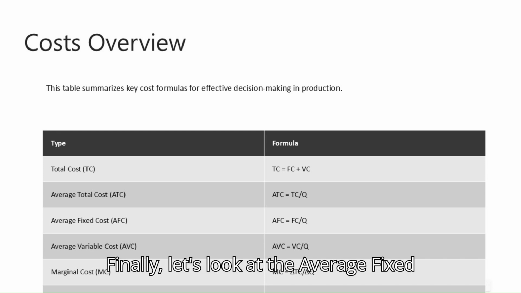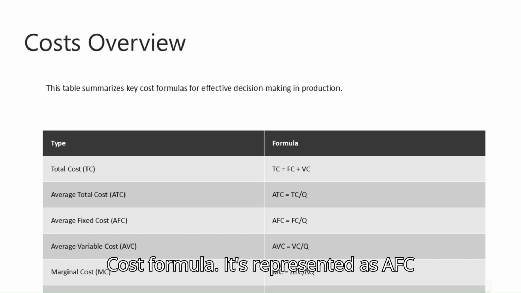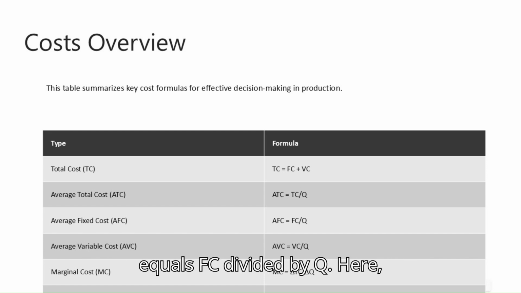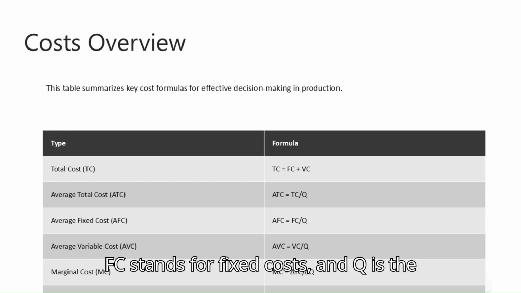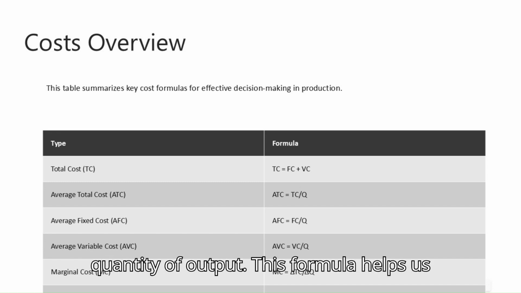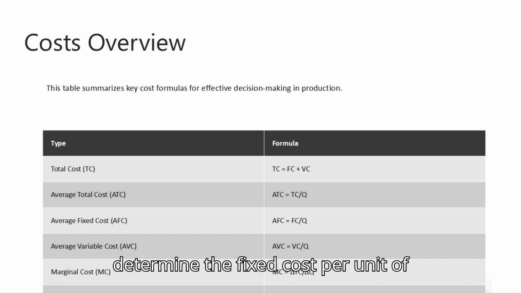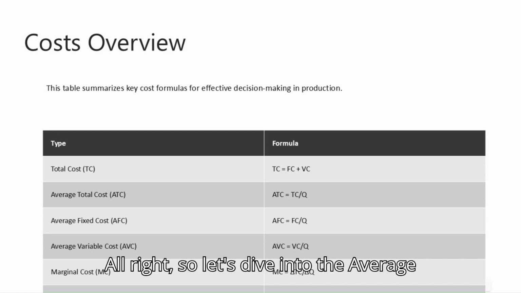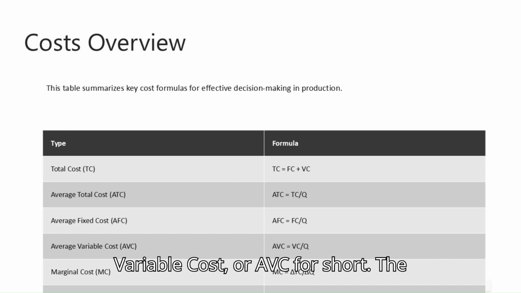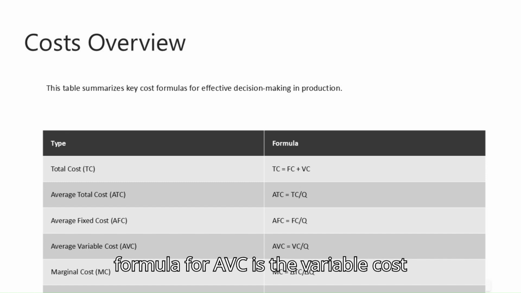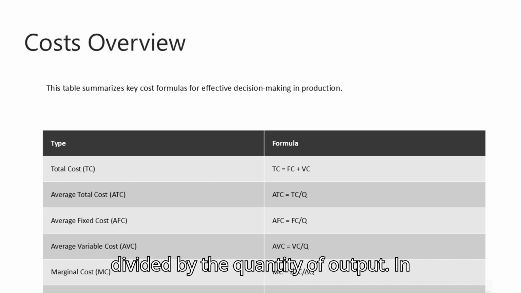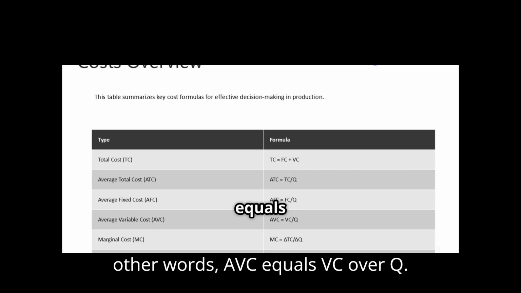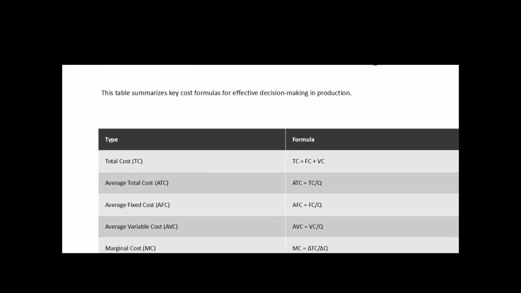Finally, let's look at the average fixed cost formula. It's represented as AFC equals FC divided by Q. Here, FC stands for fixed costs, and Q is the quantity of output. This formula helps us determine the fixed cost per unit of output. Alright, so let's dive into the average variable cost, or AVC for short. The formula for AVC is the variable cost divided by the quantity of output. In other words, AVC equals VC over Q.